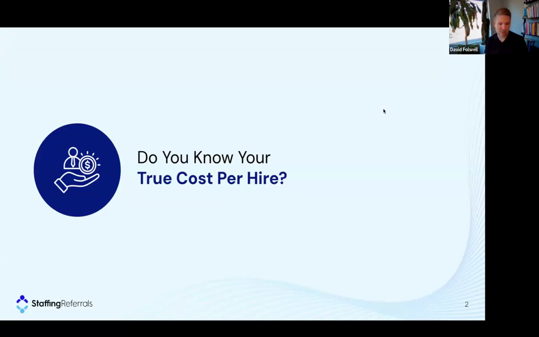Before we get into the how-to and the specifics, one of the things I want you to think about is if you are measuring your cost of hire and if you're doing it accurately. We talk to a lot of companies that say they're measuring their cost of hire, but they're not necessarily doing it by channel. They're just looking at overall cost of hire.